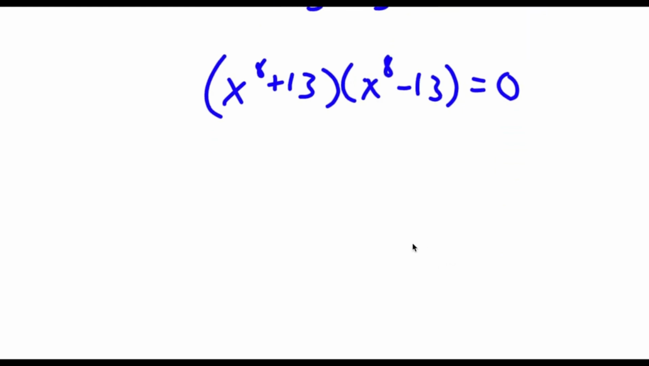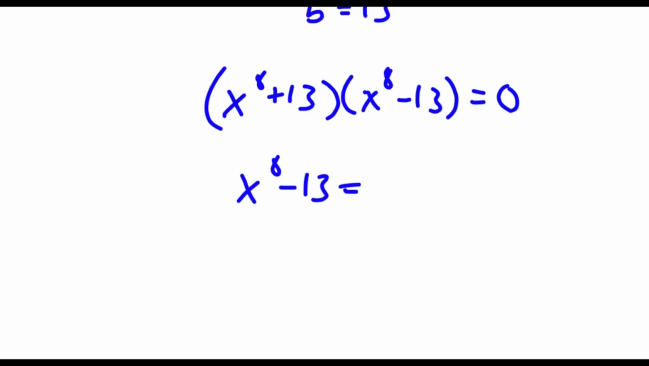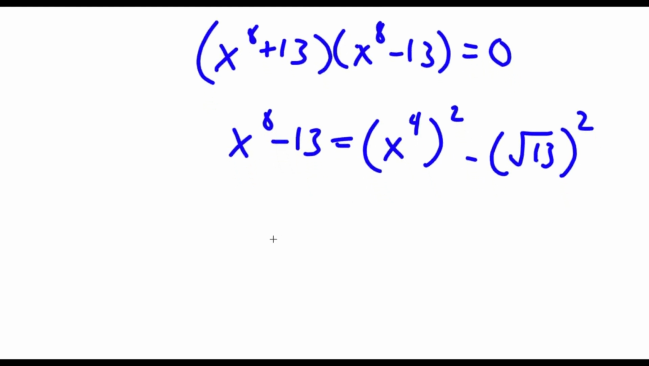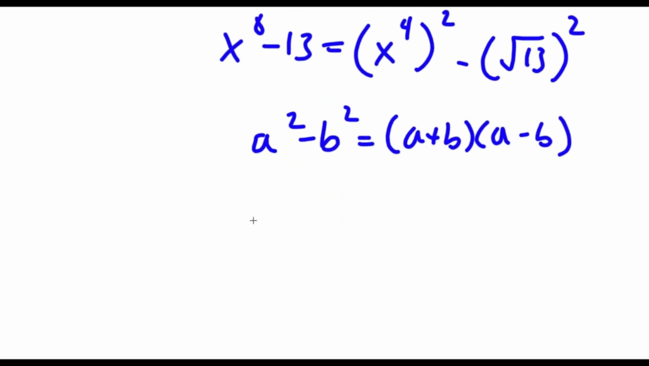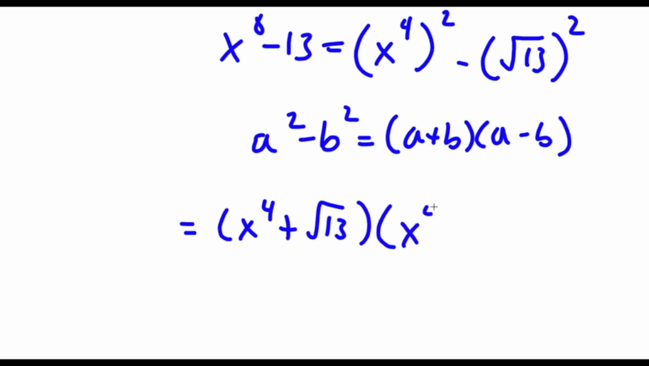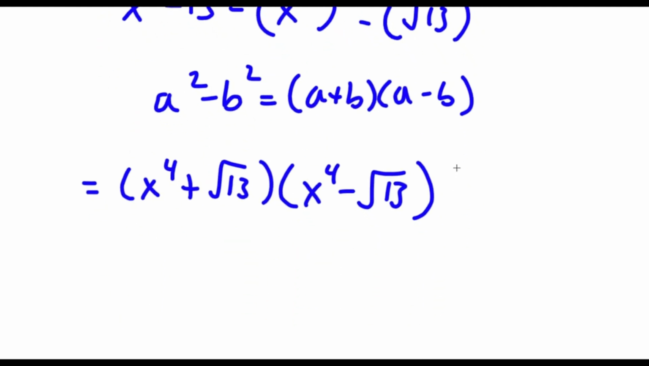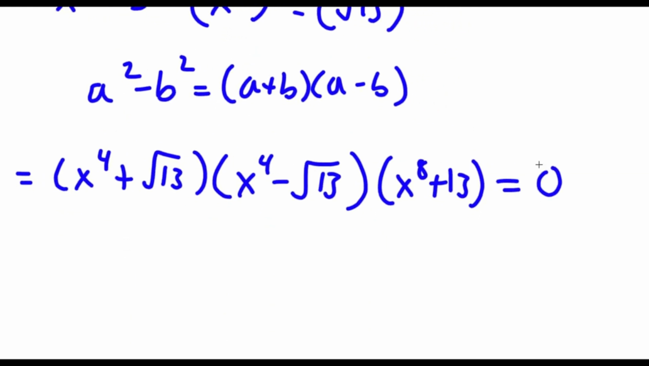So now x to the power of 8 minus 13 is the same thing as x to the power of 4 to the power of 2 minus the square root of 13 squared. And again, these two are both to the power of 2. Remember, if I have something in the form a squared minus b squared, this is equal to a plus b times a minus b. So in this case, I'm going to have x to the power of 4 plus the square root of 13 times x to the power of 4 minus the square root of 13. And remember, I still have my x to the power of 8 plus 13 from the start. So I have x to the power of 8 plus 13, and all of this is equal to 0.